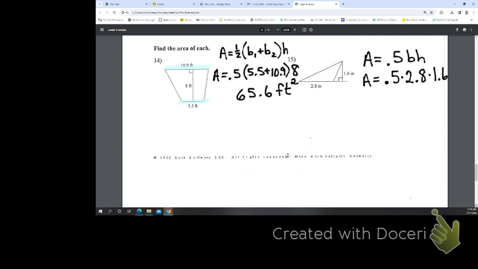So we should be doing 0.5 or 1/2 times 2.8 times 1.6. So we get a very small number. And in this section, it didn't say anything about rounding. So I went ahead and kept this as 2.24 inches squared. Because we are rounding to the nearest tenth on so many other problems, if you had rounded that to 2.2, I would probably not mark it wrong. Okay.